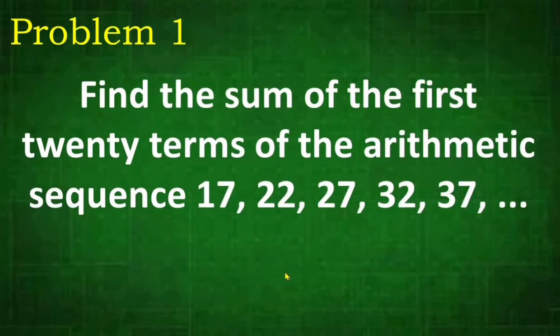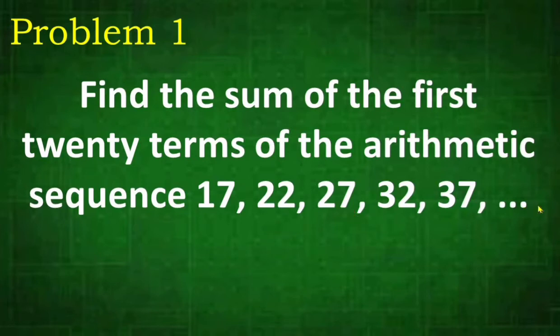Let us have a problem. Find the sum of the first 20 terms of the arithmetic sequence 17, 22, 27, 32, 37, and so on. In our problem, we are asked to find the sum of the first 20 terms. And if you observe, the first term is given. If we subtract 22 minus 17 or 27 minus 22 or 32 minus 27, we will arrive on the common difference of 5.